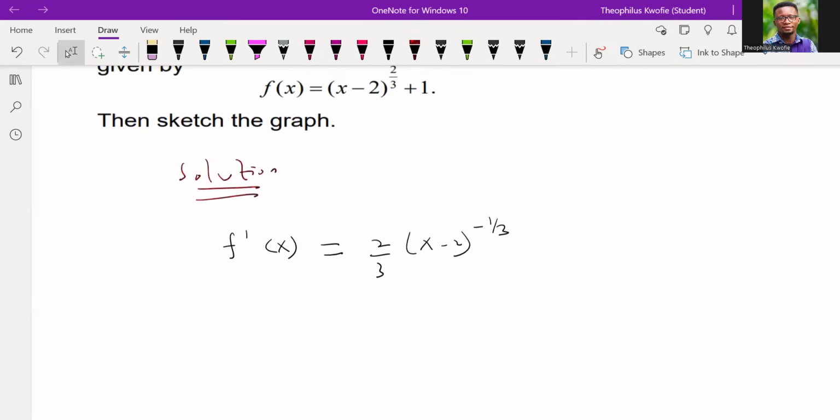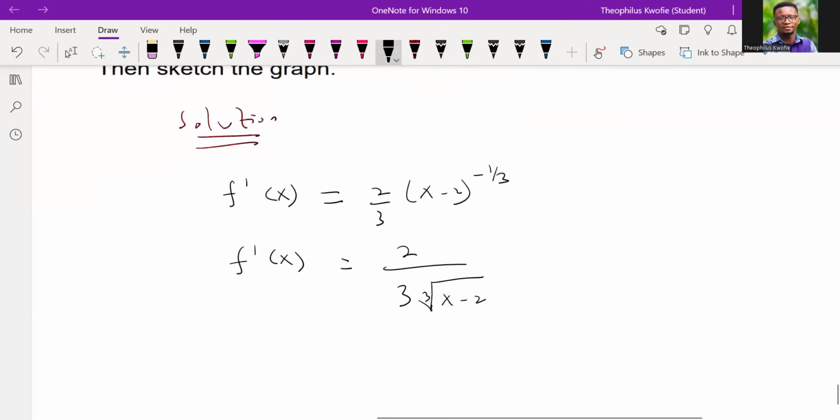To find the derivative of this function, we talked about this in the previous videos. All right. Now, let's try and rewrite this function. That should give us 2 over 3 times the cube root of x minus 2.